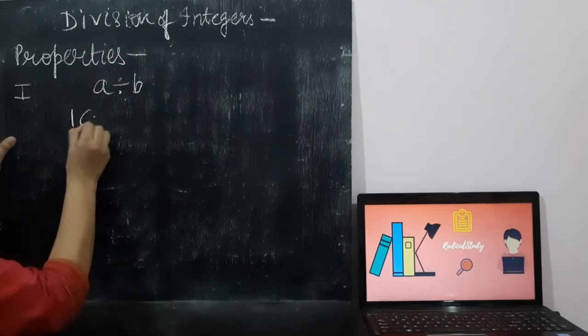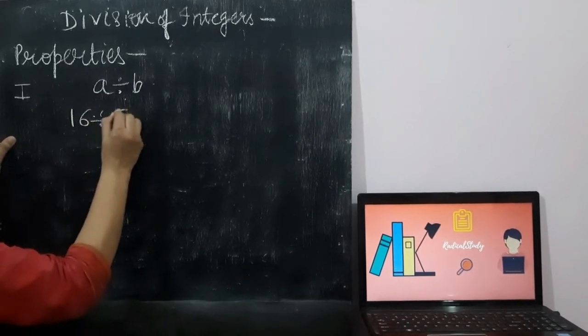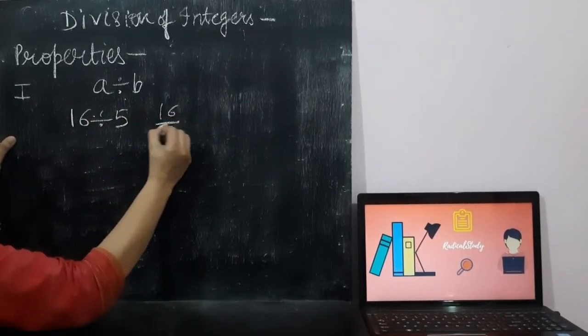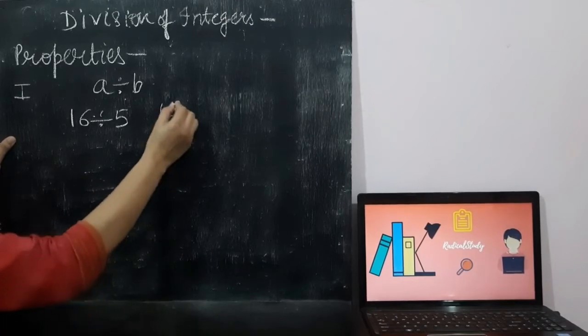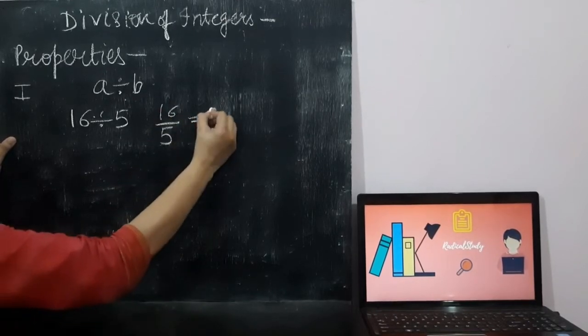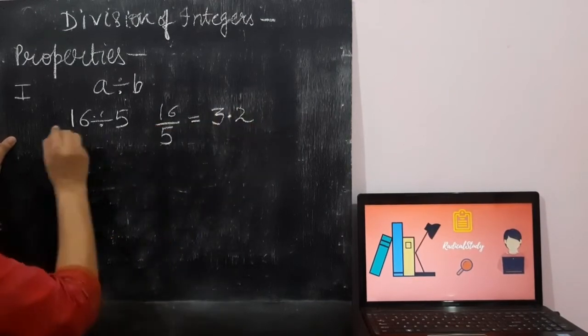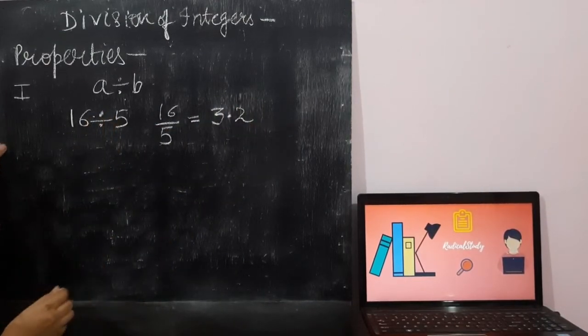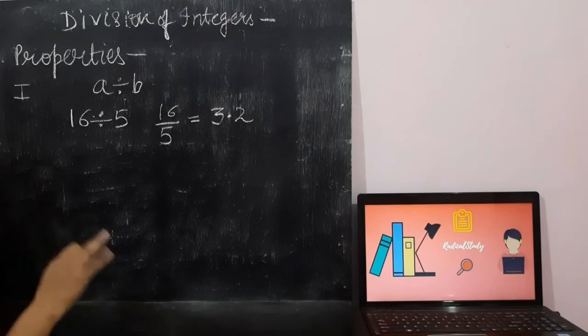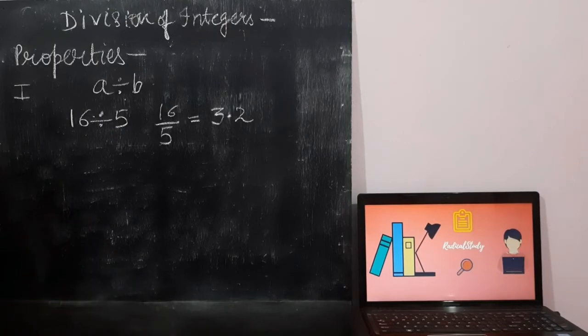When we divide 16 by 5, do we get any integer? No. The answer is in points. We do not get any integer. We get a decimal number. So whenever we divide integers, it is not necessary that the answer is an integer, and the closure property does not follow when we divide integers.